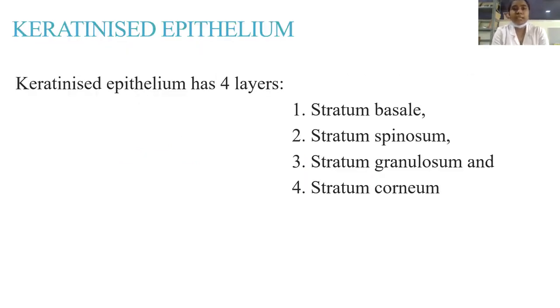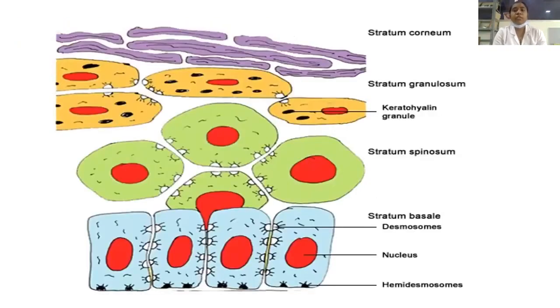Keratinized epithelium has four layers, as we all know: stratum basale, stratum spinosum, stratum granulosum, and stratum corneum. So this diagram explains the different layers of the epithelium.